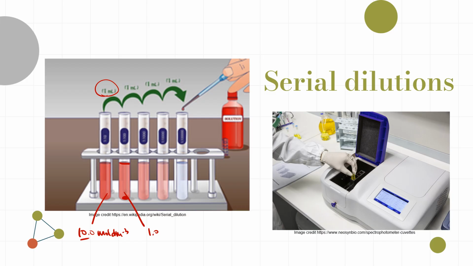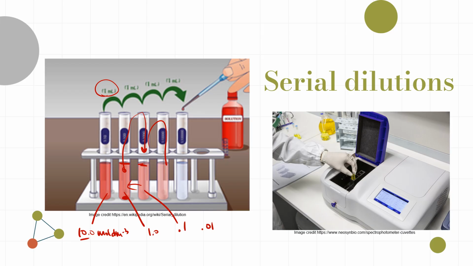What if I take 1 milliliter out of this one and I add it to another test tube and add 9 milliliters, 9 cubic centimeters? So now this one is 1/10 of that one. It's going to be 0.1 moles per cubic decimeter. If I do it again, I have diluted by another 1/10, 0.01 moles per cubic decimeter.